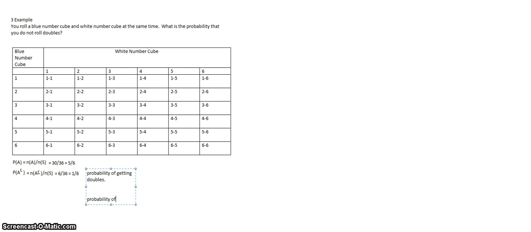So the way to do that is I'm going to take this probability and subtract it from 1. That is how you will be able to get the probability of not getting doubles. So 1 minus 1 over 6. 1 is the same thing as 6 over 6. So if I take 6 over 6 minus 1 over 6, I'm going to get 5 over 6.